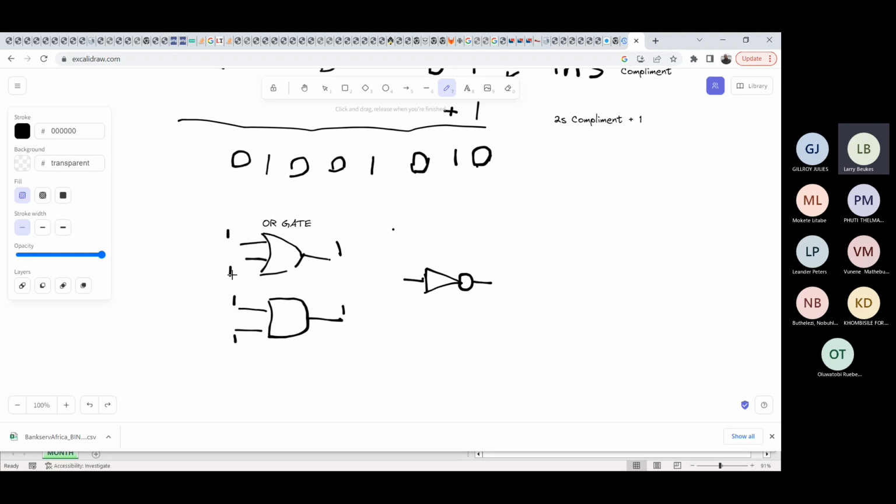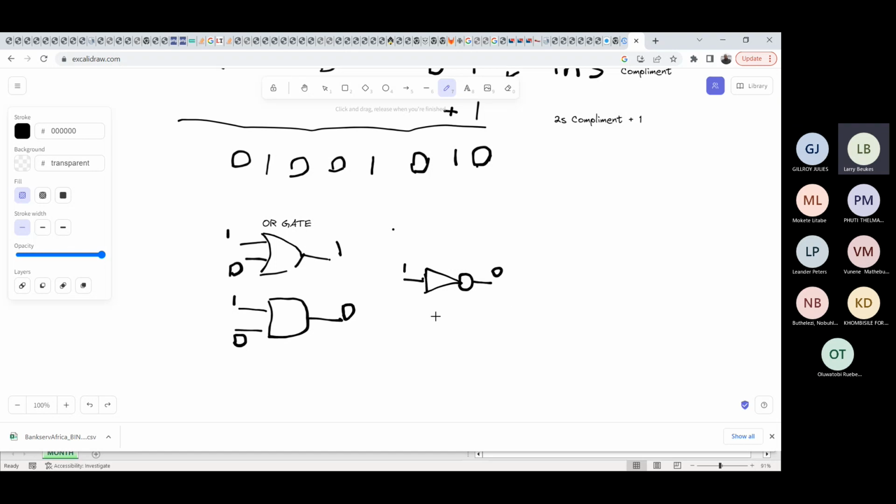But now in an OR gate, if you put a 1 and a 0, you get a 1 out. Here, in an AND gate, if you put a 1 and a 0, you get a 0 out. But okay, in an inverter, if you have a 1, you get a 0 out. If you have a 0, you're gonna get a 1 out.